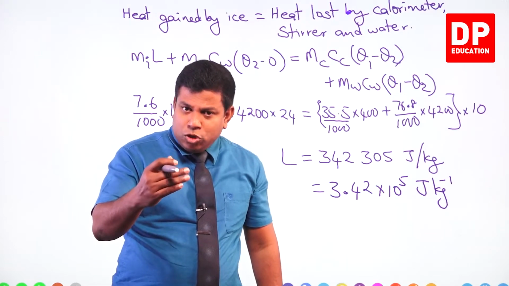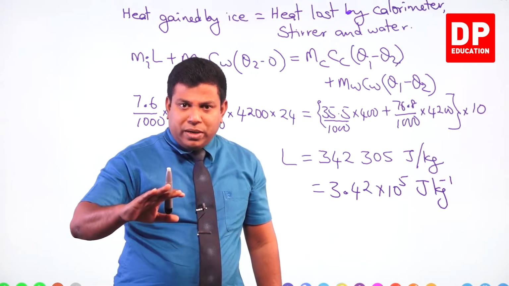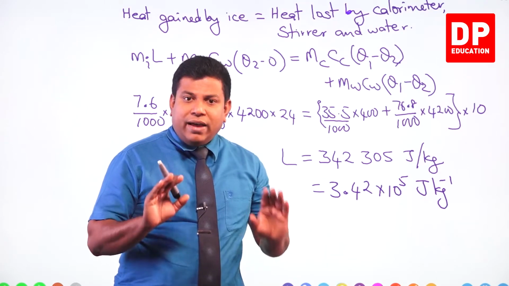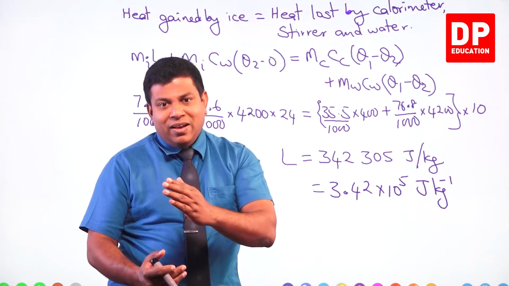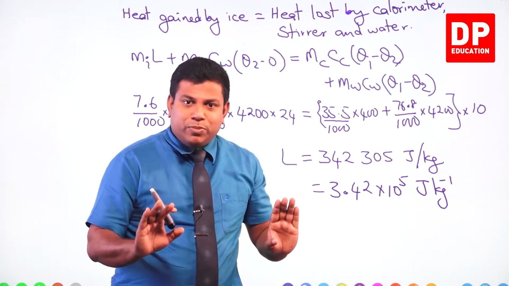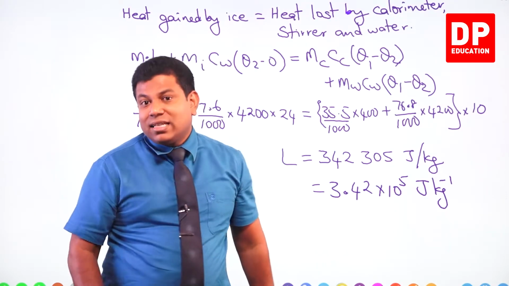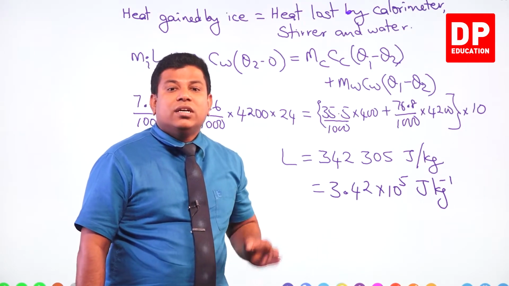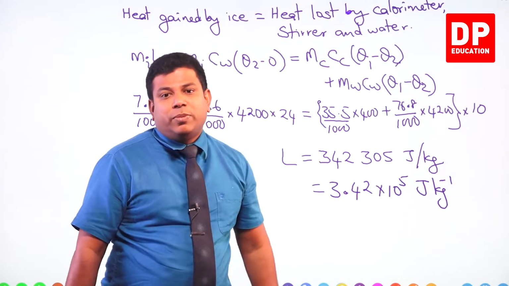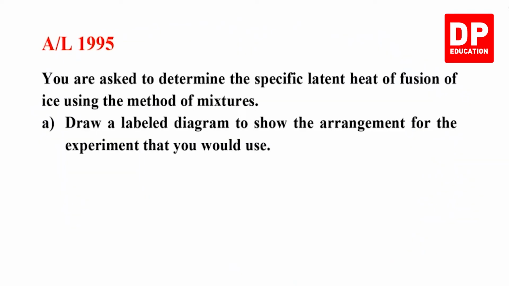Clear? So you have gone through the experiment, you have seen how I did that. I have given you the explanation for each step twice before the experiment, while doing the experiment. Now let's take some past paper questions and see how to answer the questions on this experiment. Right, look at this question. This is an old one, A-level 1995. We'll see how it is.